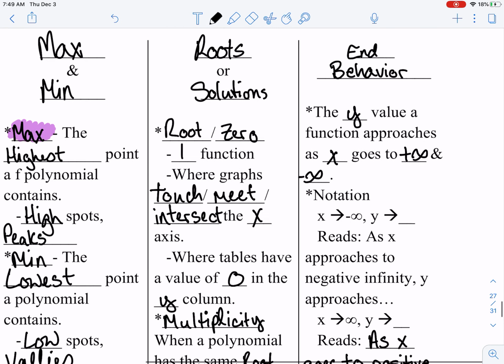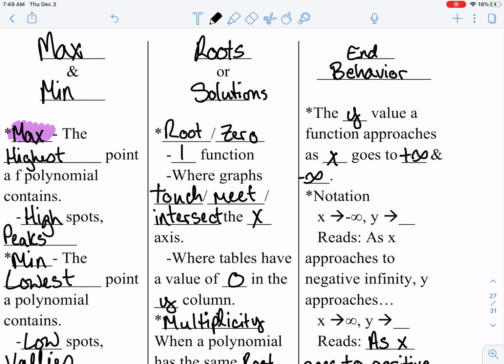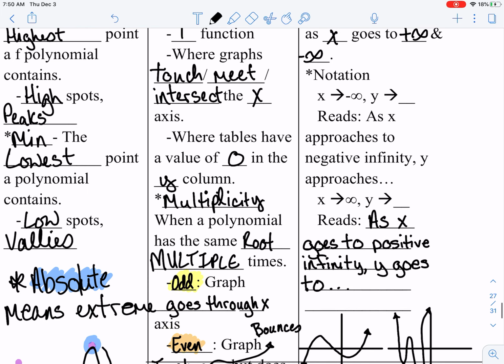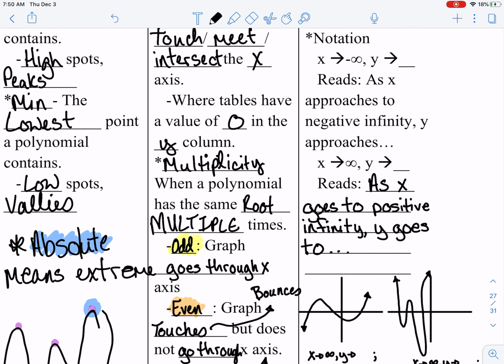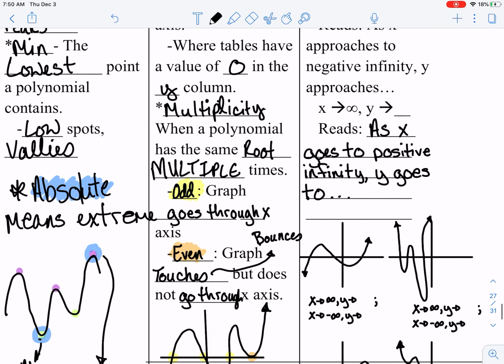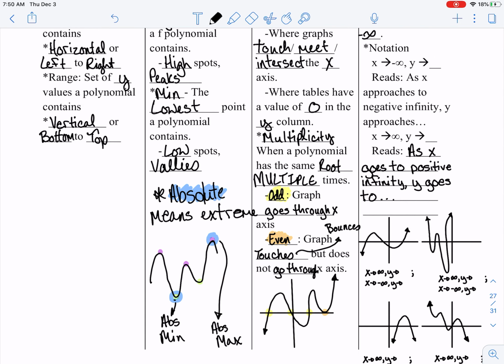In behavior, I think we were starting to get a little bit better with it. We just haven't seen it in a while, so I'm going to take just a little bit more time here. End behavior is what y value the graph goes to as x goes to both positive and negative infinity. Remember the way it's read: as x goes to negative infinity, y goes to blank. And then the last one is x goes to positive infinity, y goes to blank. Okay, so you would just fill it in. More times than not, it's going to be positive or negative infinity.